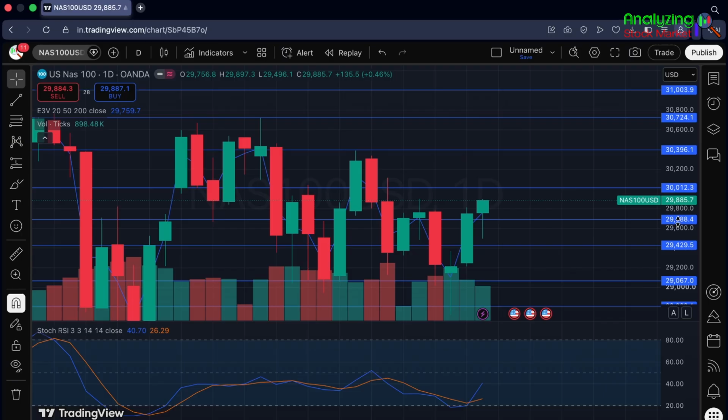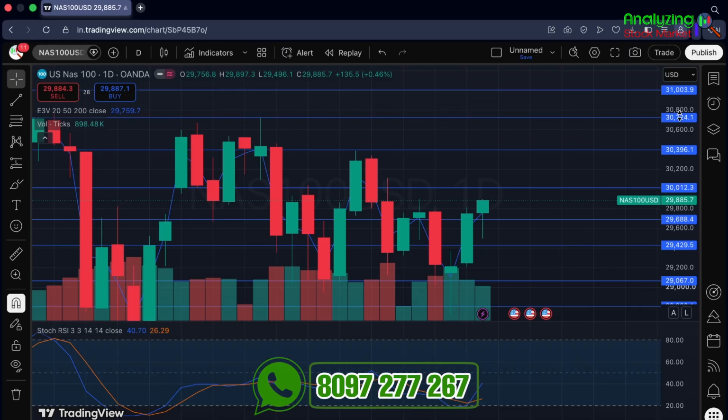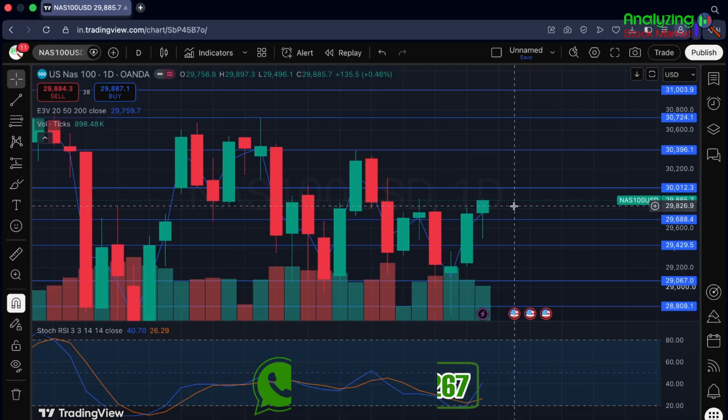After direct support, there is a support of 29,429 and then 29,067. After direct resistance, there is a resistance of 30,396 and then 30,724. So these are two important support zones and resistance zones which will help you to take better stop loss and target levels according to your bias for this week. So do check these levels as well.